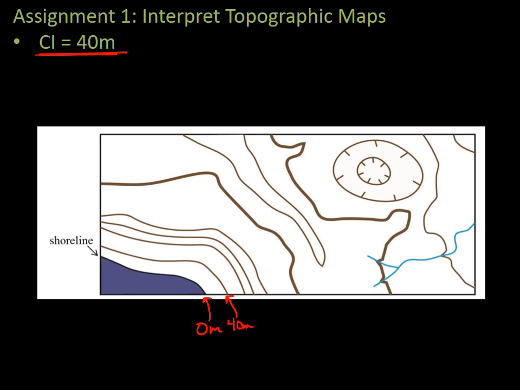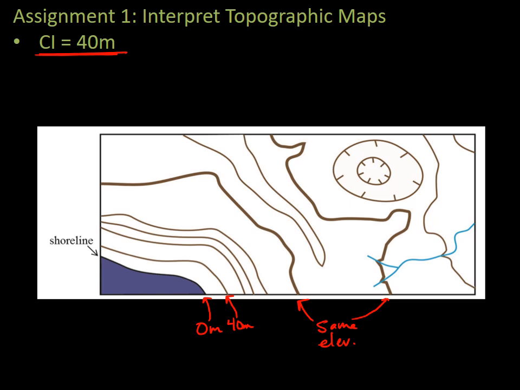Your job is to label the elevation of all of the other lines using the properties of topo maps that we've discussed. I'll give you a few hints. First of all, this one and this one, these bold-faced lines, are the same elevation. It's perfectly legal for two lines on the same map to have the same elevation.